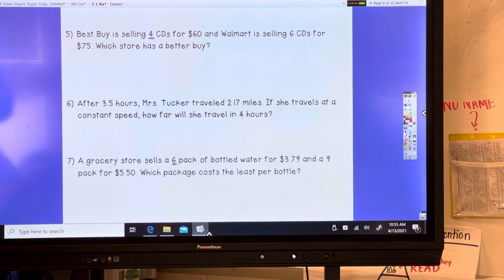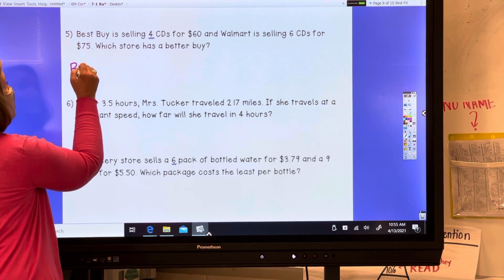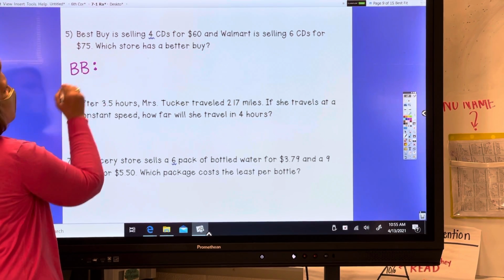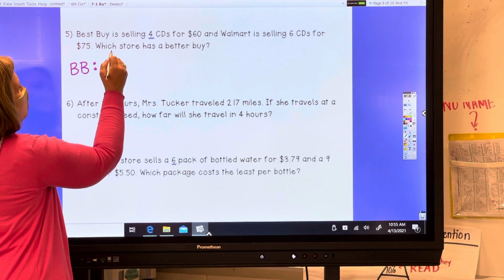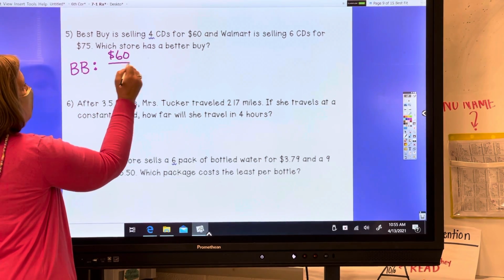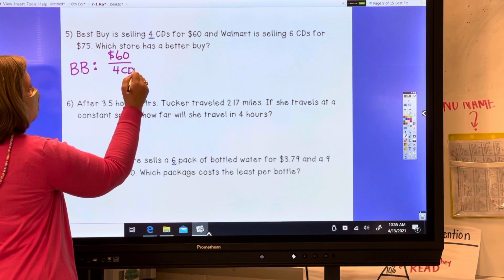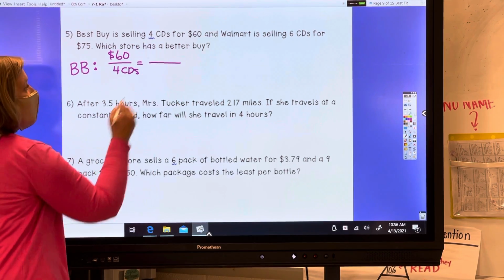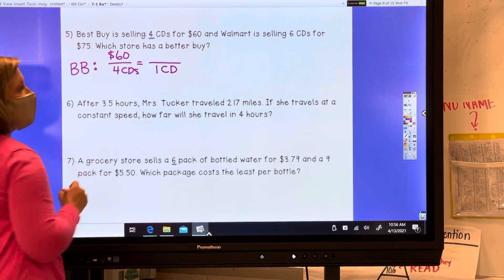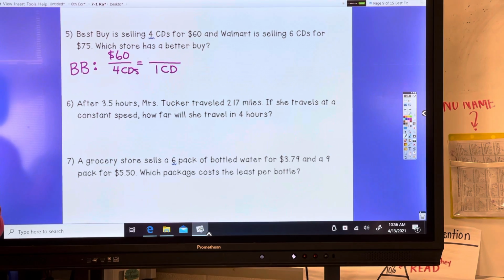Best Buy is selling 4 CDs for $60. And Walmart is selling 6 CDs for $75. Which store has the better buy? So we have Best Buy. They are selling $60 for 4 CDs. So how much is it for 1 CD at Best Buy? I want you to do that.